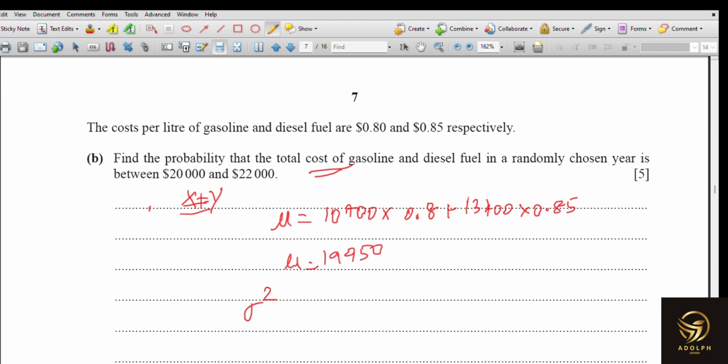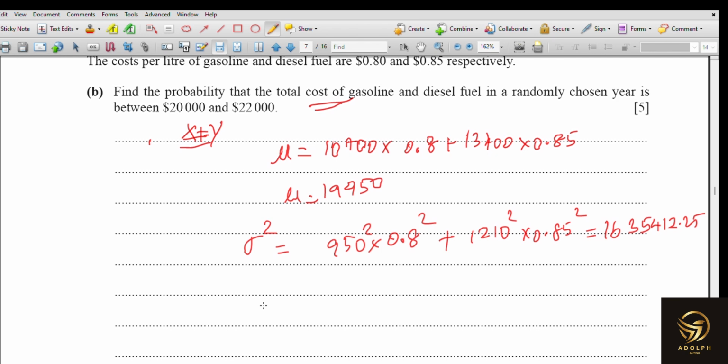Next we will have to find the variance. For variance, we should multiply the existing variance by either 0.8 or 0.8 squared. If it were a quantity, like 4 liters of diesel or gasoline, we would use only 0.8, but it is actually a cost, a unique value that differs, so we have to use 0.8 squared, plus 1210 squared multiplied by 0.85 squared. This gives me 1,635,412.25 as the sigma squared variance value.